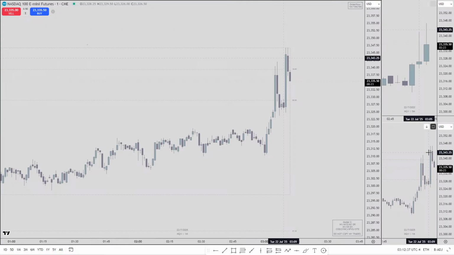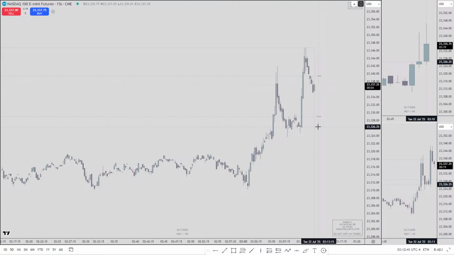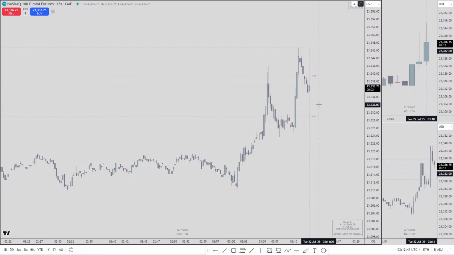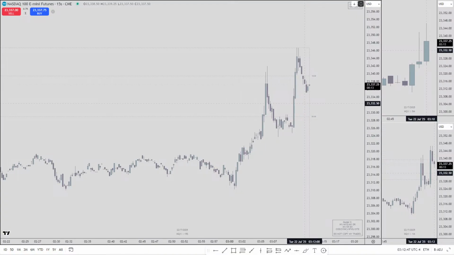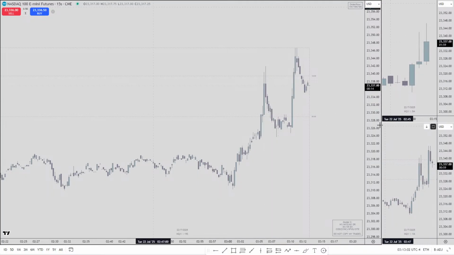So over here 5, 1, and then we have 15 seconds. During the London session, I wouldn't go down into the 5 seconds. It's just not liquid enough. So the 15 seconds is the most that I would go for. But sometimes the 1 minute would be good enough. Right, so over here I have the 1 minute, so I wouldn't miss anything.